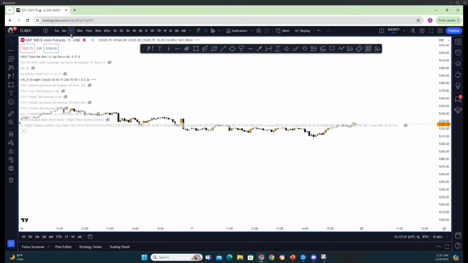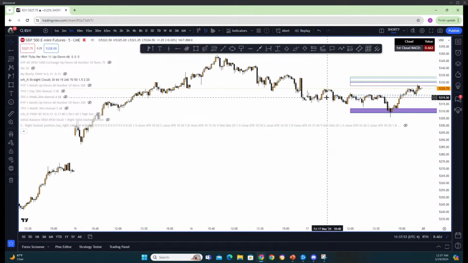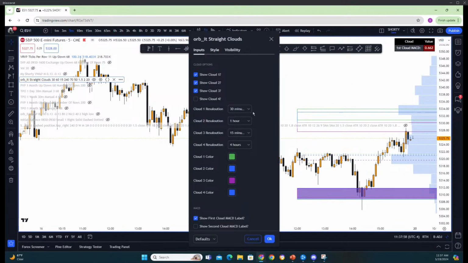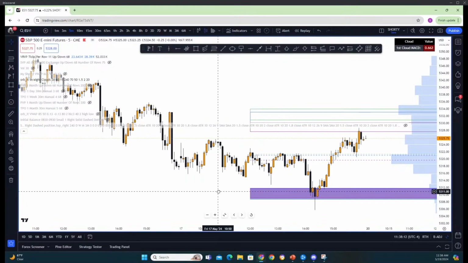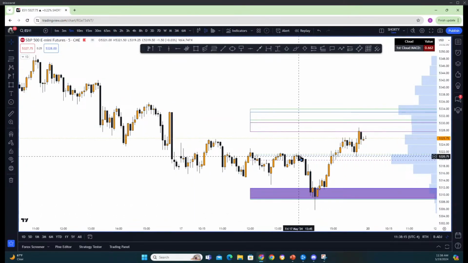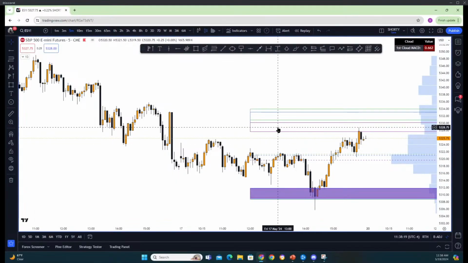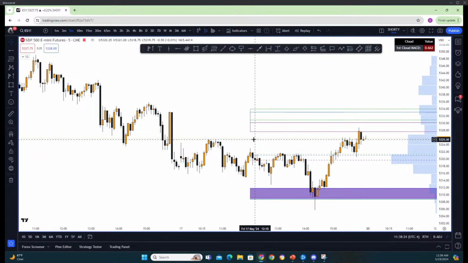So with that being said, let's just take a look, for instance, at how Friday worked. As I mentioned, these are the only clouds I have: 30-minute, 1 hour, and 15 minutes. You guys can change the colors so you have a better color coding. You see here, for instance, the 15-minute clouds: purple, blue, and green. The darker color shading tells you if the cloud's closed. You see the purple on top does not have any shading, which means the cloud's open. It can most likely go towards that.